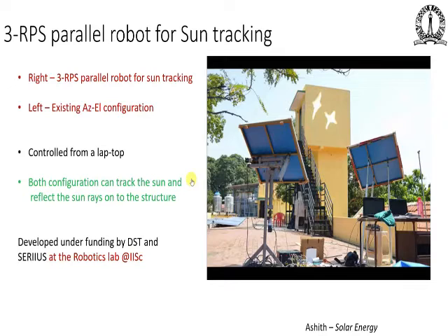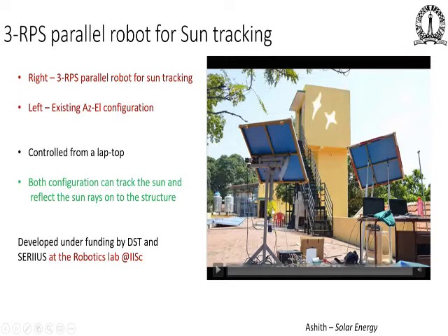So one of the important parts of this solar energy harvesting is to track the sun. We know how the sun moves across the sky throughout the year and on a particular day. It moves roughly east-west, but it also moves a little bit north-south during the season. So there are various parallel robots and serial robots which have been used to track the sun and focus the reflected beam onto a receiver. On the right I am showing you a 3 RPS robot. It's a parallel robot which has been built in ISC, which we have discussed earlier. And on the left is a serial robot which has two motors one after another.